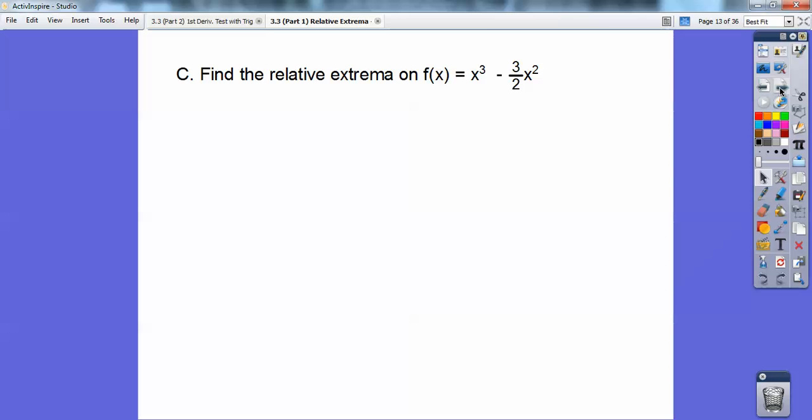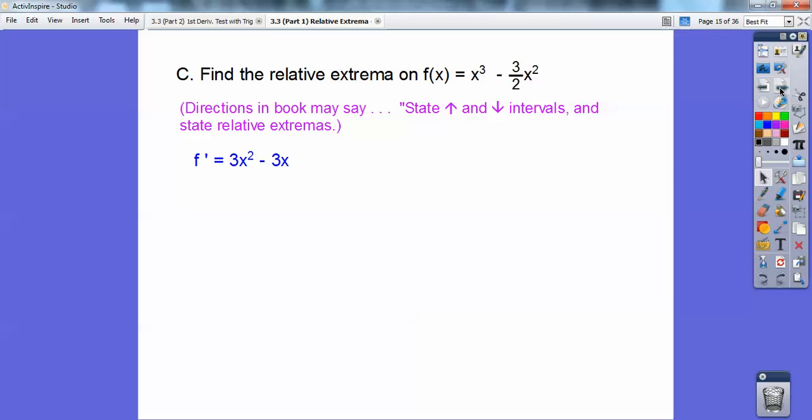So let's just find the relative extrema of this function right here, x cubed minus 3 halves x squared. Okay, and I think the directions in my book say to also state the intervals on which it's increasing and decreasing along with the extremas. So I took the derivative of this. The derivative of this is 3x squared. The derivative of this is 2 comes down, gets multiplied, and then 2 times 3 halves is just 3, and then it's 3x. Then I set this equal to 0, so I can pull a 3x out of both of those and then set it equal to 0. So x equals 0 and x equals 1.